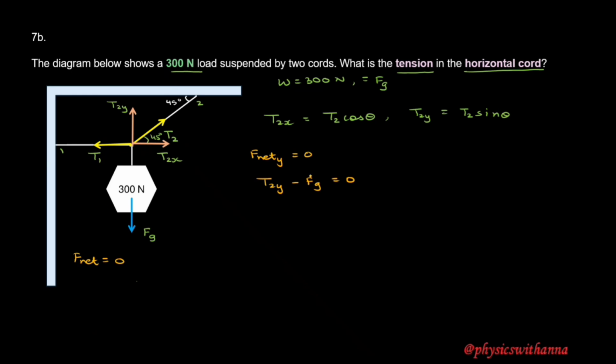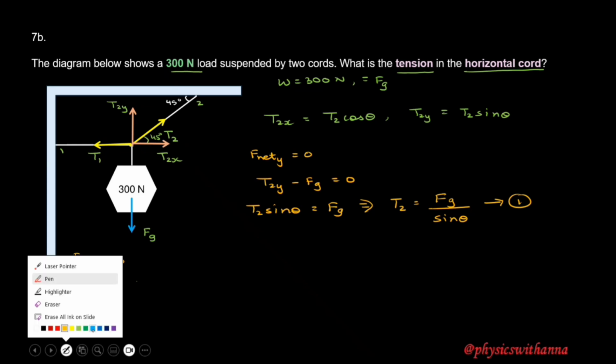Now substitute for T2y and move Fg to the other side. T2y is T2 sine theta. When you move Fg to the other side, this becomes equal to positive Fg. So that gives me T2 to be equal to Fg over sine theta. I will call this equation 1, and we will use this later to find T1.